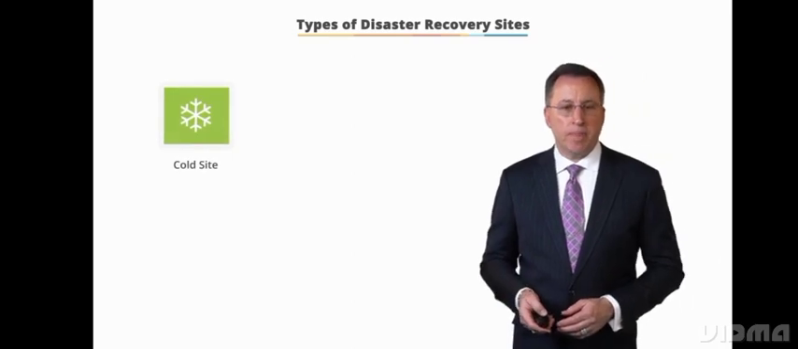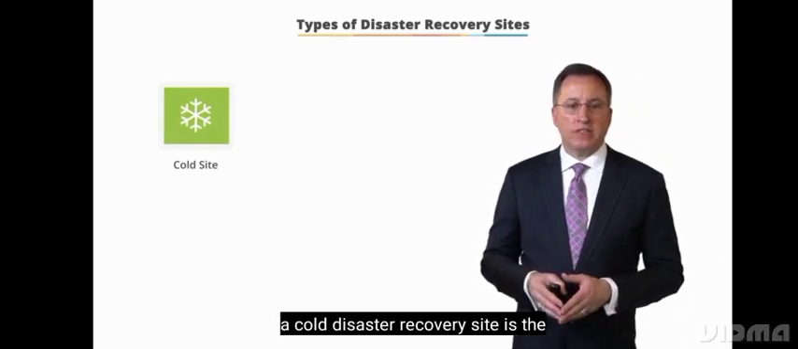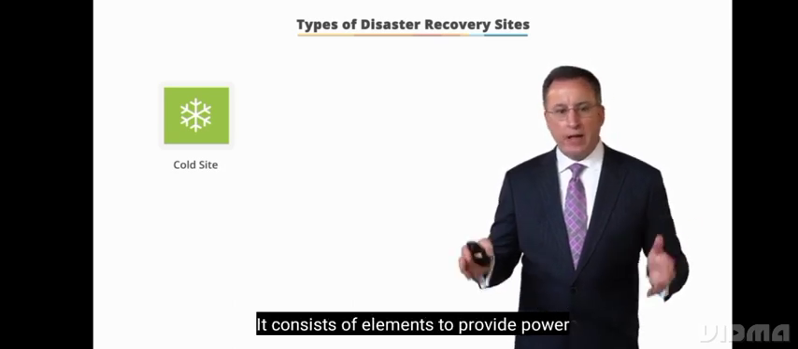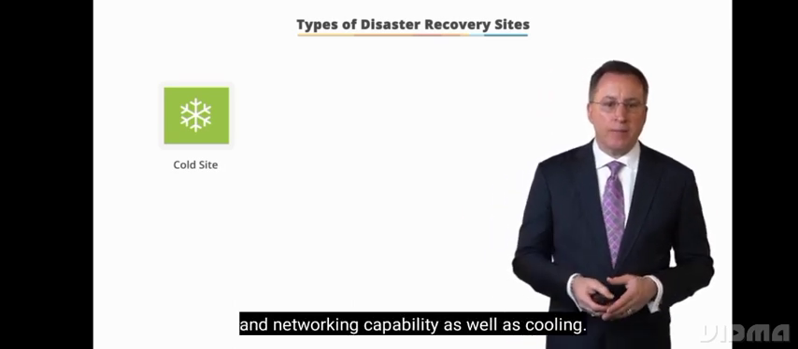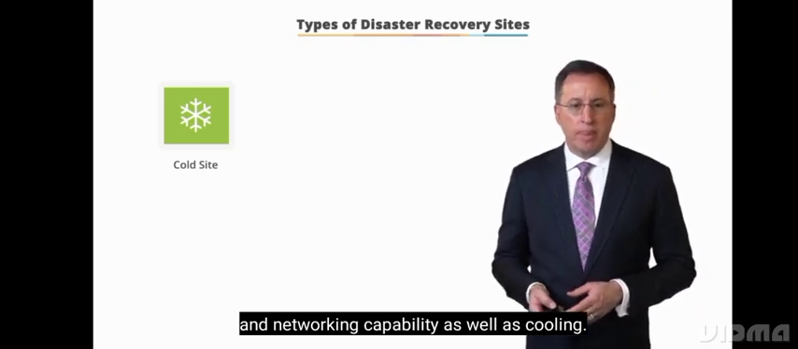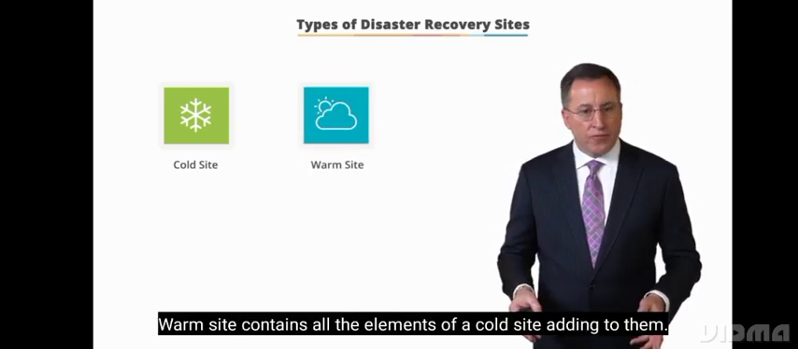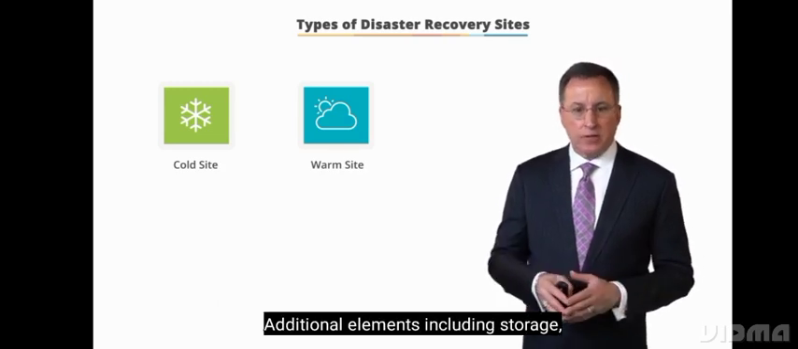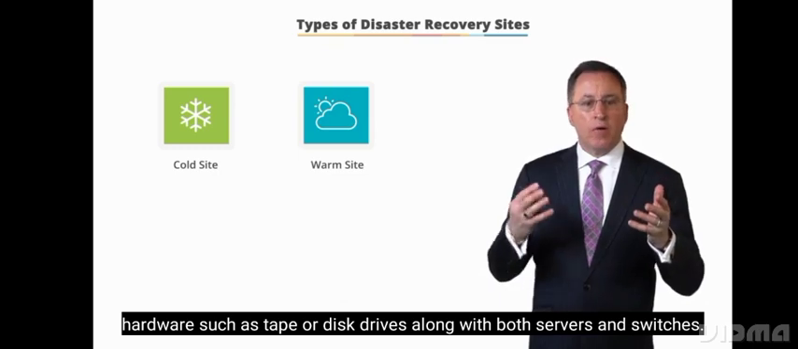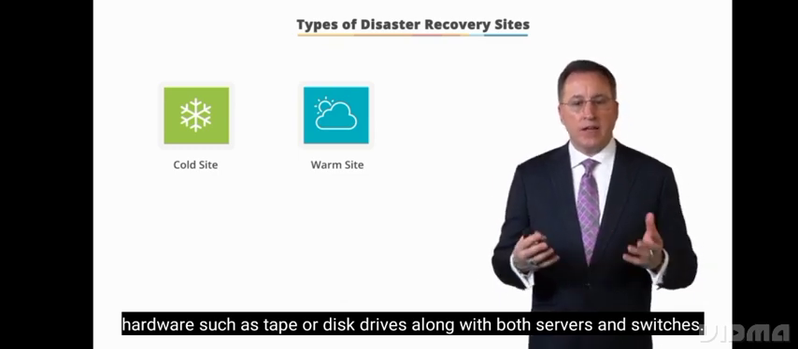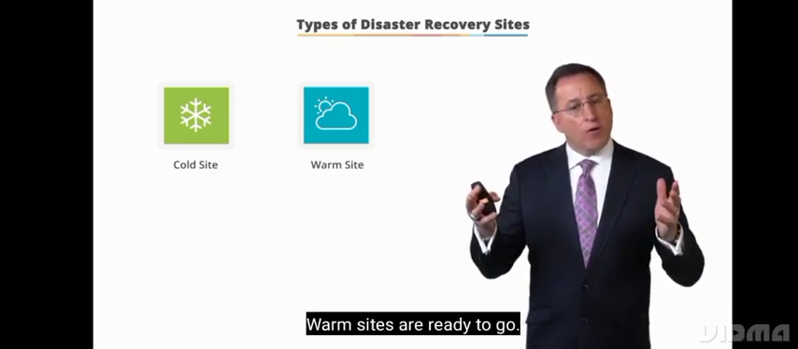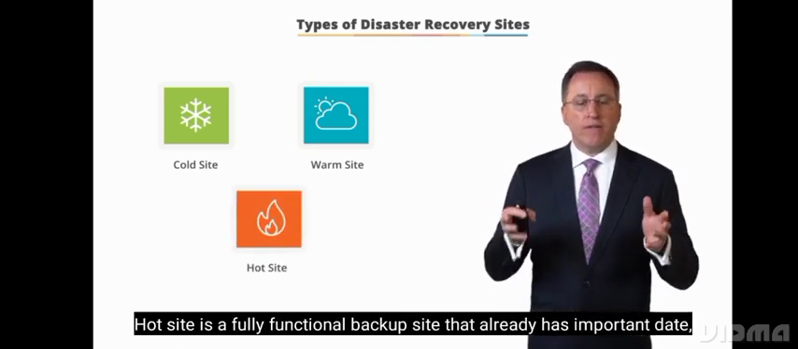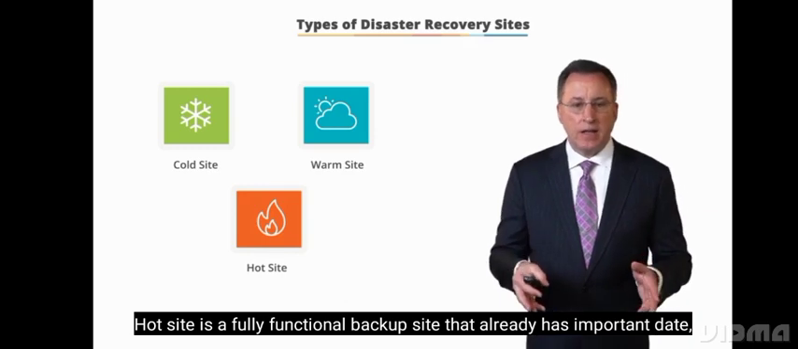Cold sites. A cold disaster recovery site is the most simplistic type of disaster recovery site. It consists of elements to provide power and networking capability as well as cooling. A warm site. A warm site contains all the elements of a cold site, adding to them additional elements including storage hardware such as tape or disk drives, along with both servers and switches. Warm sites are ready to go. Hot sites. A hot site is a fully functional backup that has important data mirrored to it.